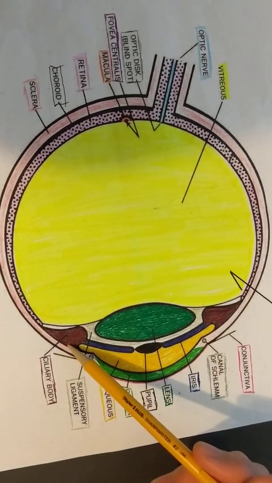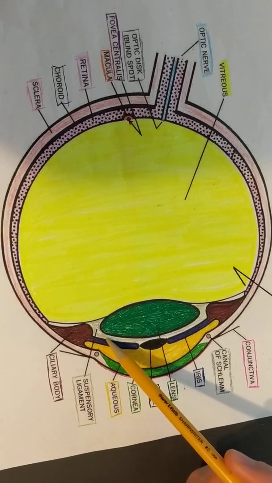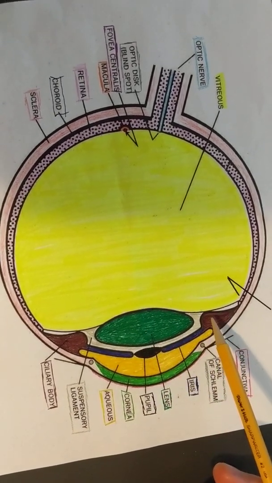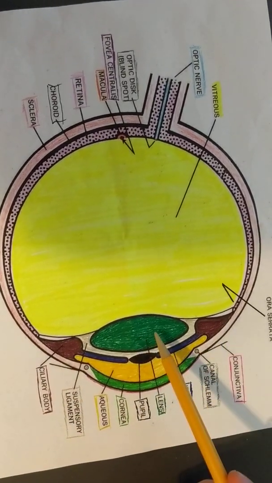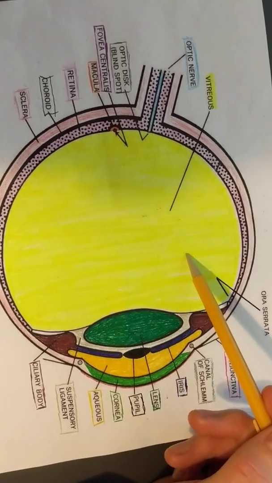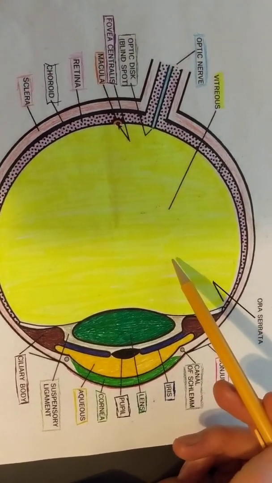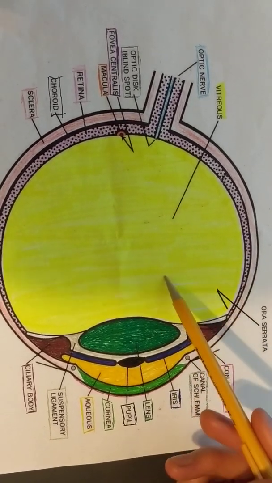And then attaching the ciliary body to the lens are the suspensory ligaments. That just keeps the lens behind the iris and pupil, and it allows for the ciliary body to contract. Following that, we have the vitreous humor, which makes up about 2/3 of the volume and weight of the eye. It's a clear jelly-like substance that is made up of 99% water.